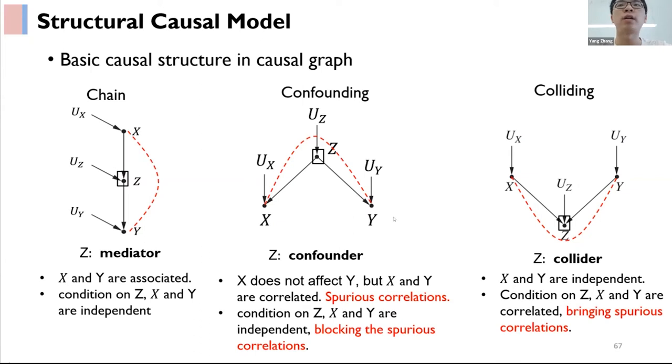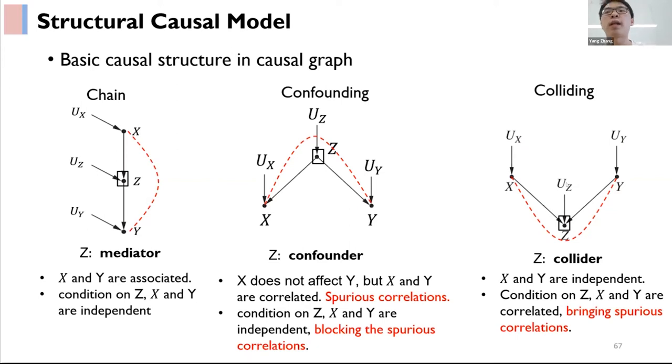The second is the confounding structure, as shown in the graph. Z affects both X and Y. Then Z is a confounder between X and Y. In this case, X does not affect Y, but X and Y are correlated. This is a spurious correlation brought by the confounder Z. But if we condition on Z, X and Y would be independent.